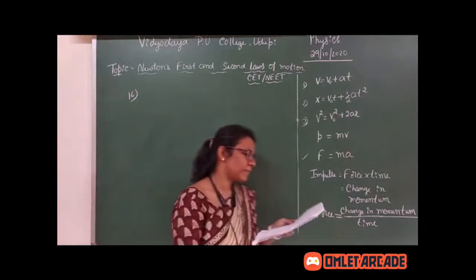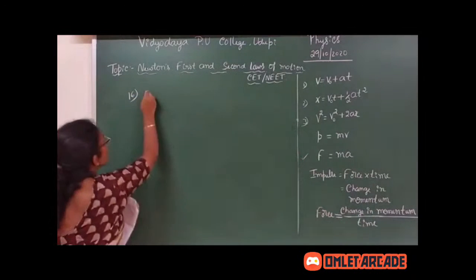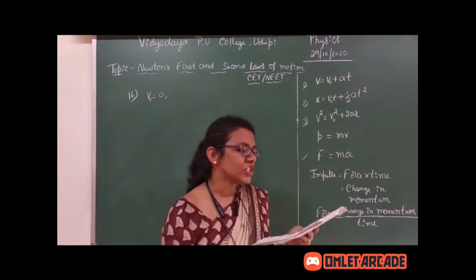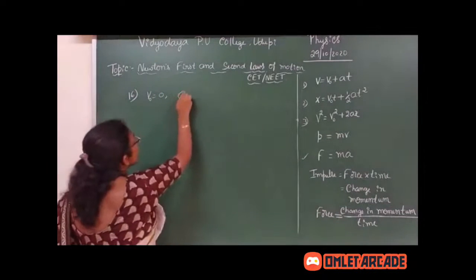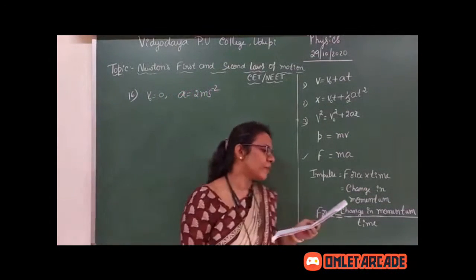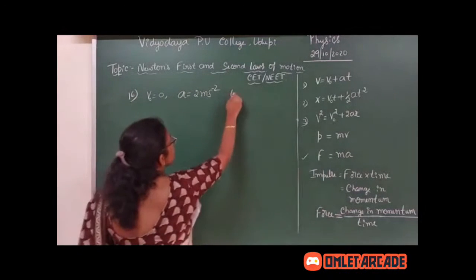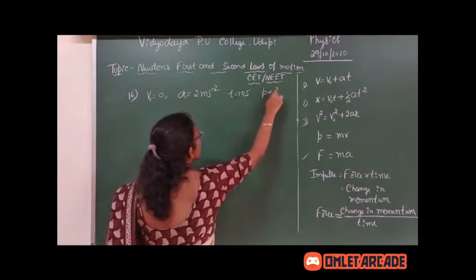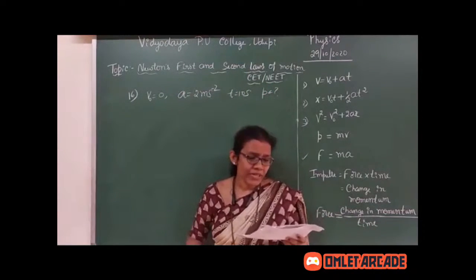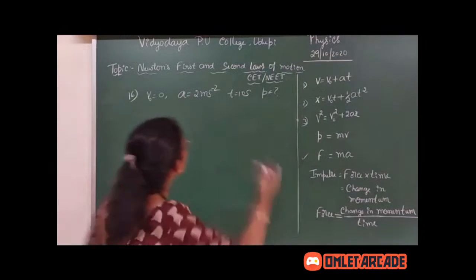Question number 16. A body of mass 5 kg starts from rest, so the initial velocity is 0. It moves with a uniform acceleration of 2 meter per second square. We have to calculate the momentum of the body at the end of 10 seconds, so time is 10 seconds. How can we calculate the momentum from the given data? m is given, initial velocity is given, acceleration is given.